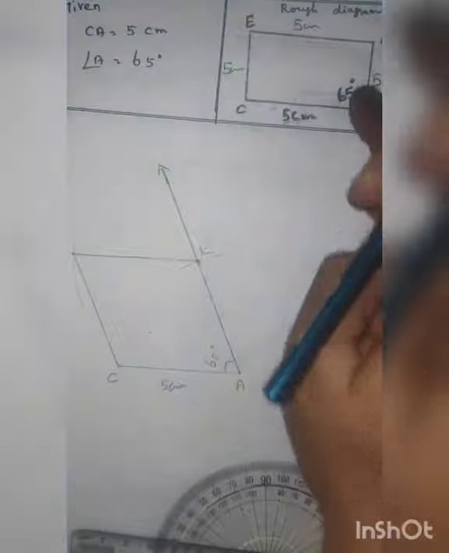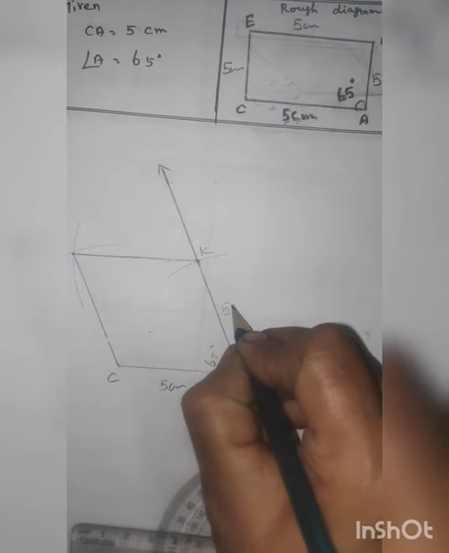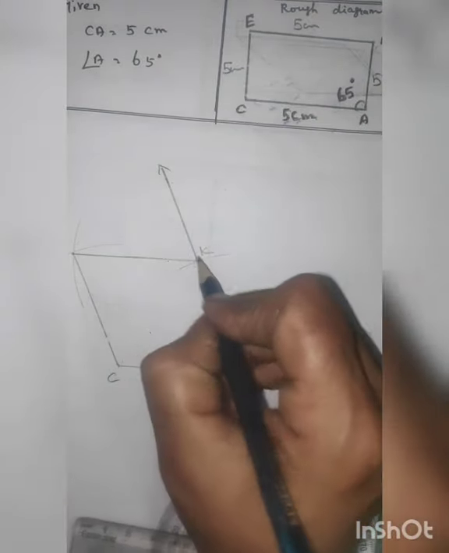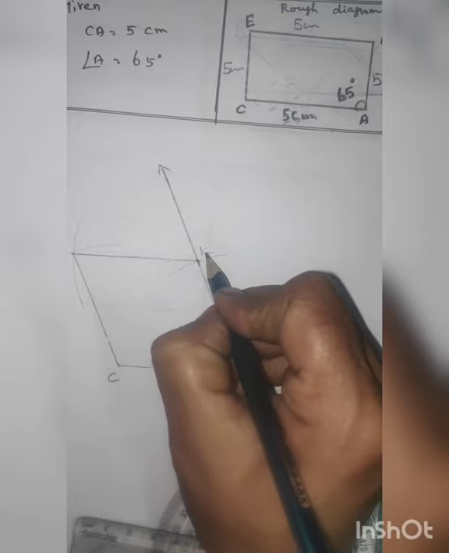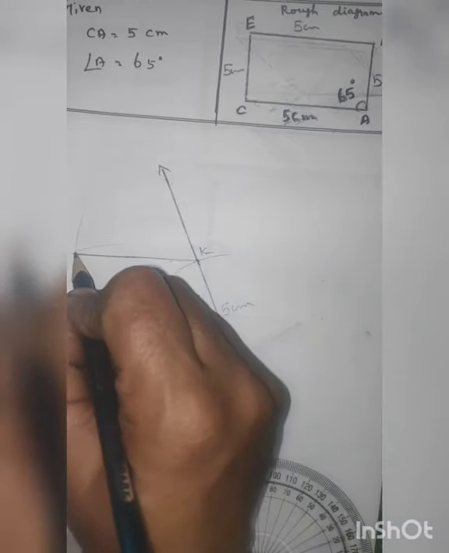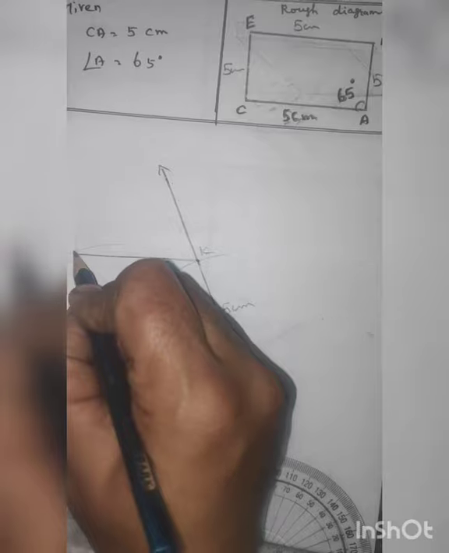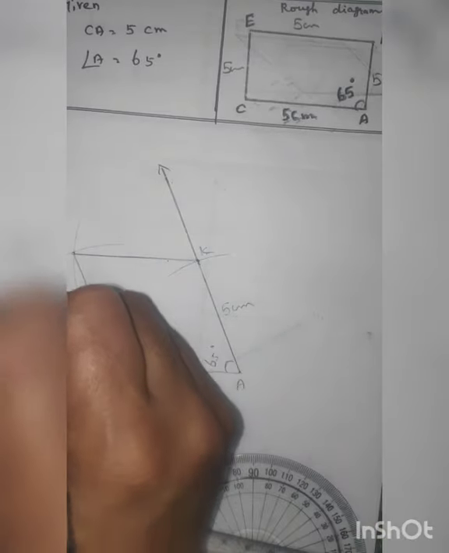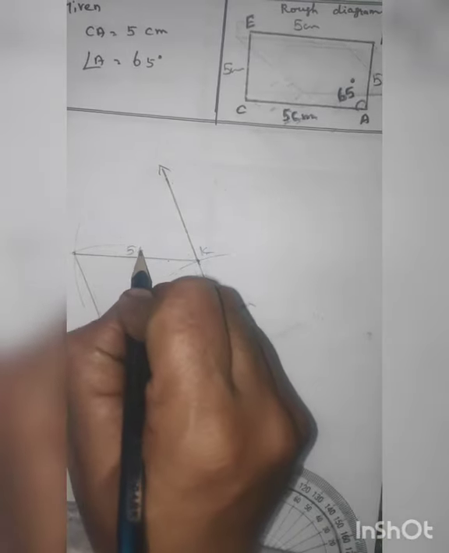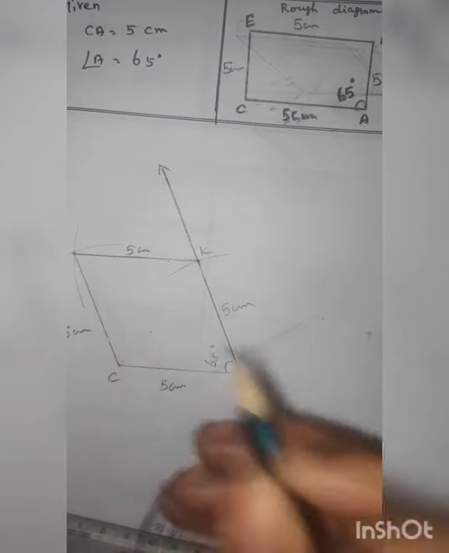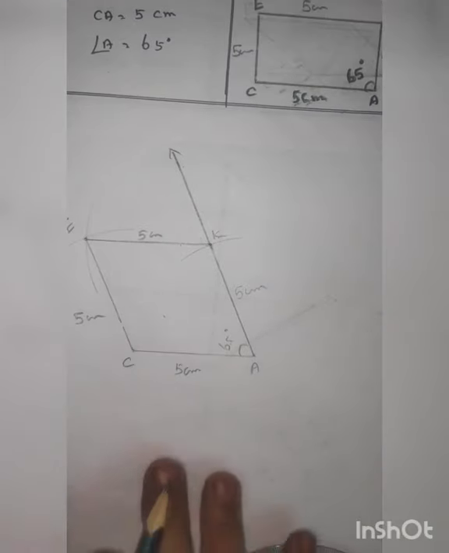Draw the big line. On that same side, take 5 centimeter and cut the arc. That arc cutting point is the K point. From K you cut 5 centimeter, and from C also cut 5 centimeter. The two arcs coincide. The point is E. 5 centimeter, 5 centimeter.